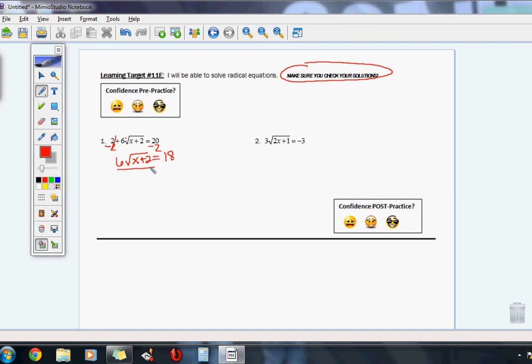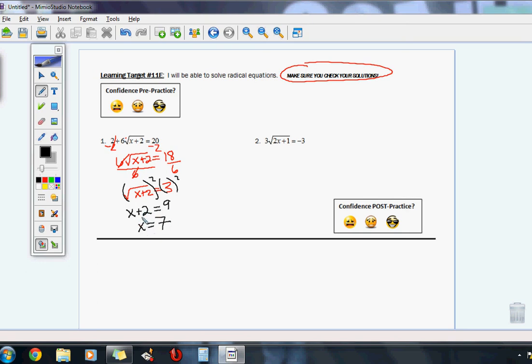And then we're going to actually divide by 6, not subtract, but get rid of this multiplication with division. So this is going to become the square root of x plus 2 equal to the number 3. And now we're at that phase where the radical's isolated, so we're going to square both sides. The radical squared is that times itself, so we're just going to get the x plus 2 out. On the right side, 3 squared is going to give us 9, and then we get x equals 7 when we subtract 2 from both sides.